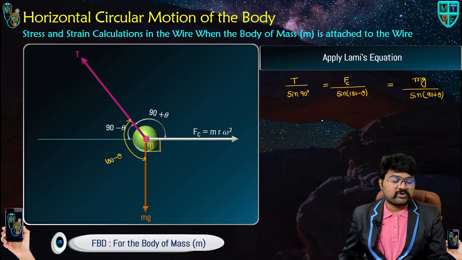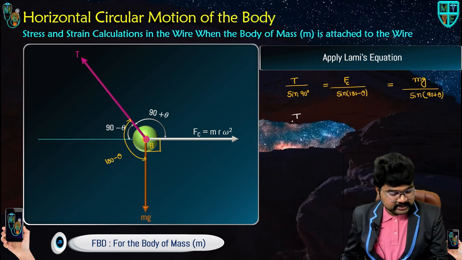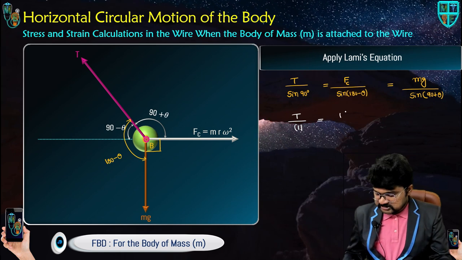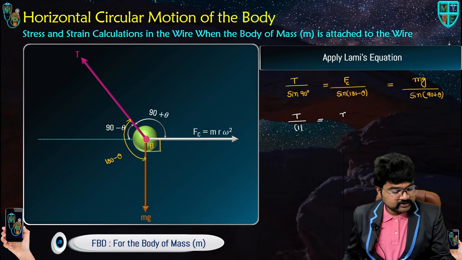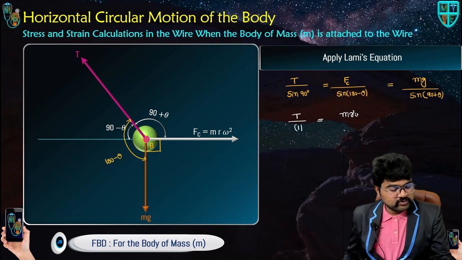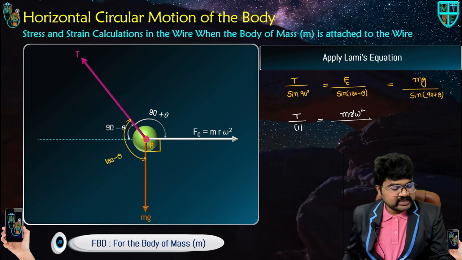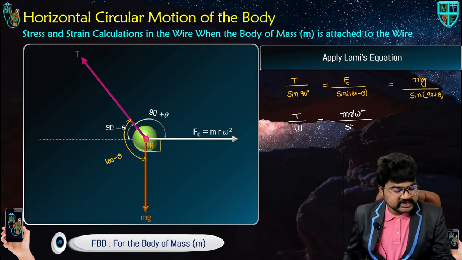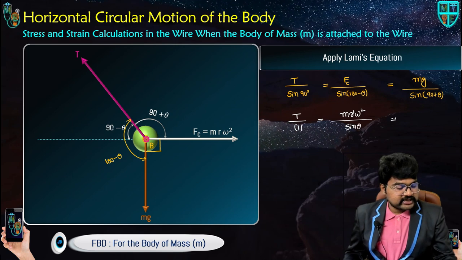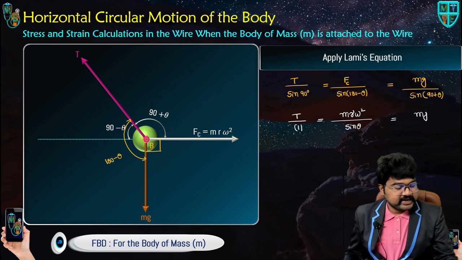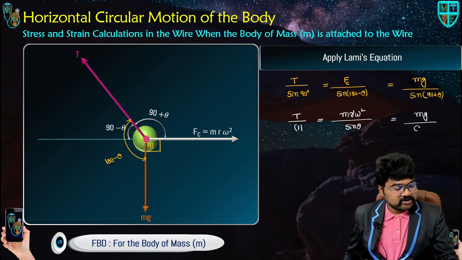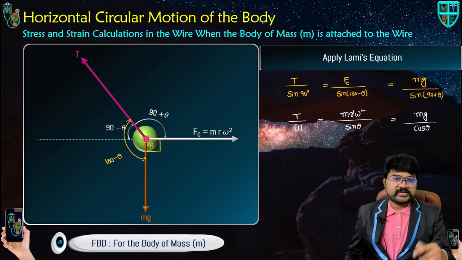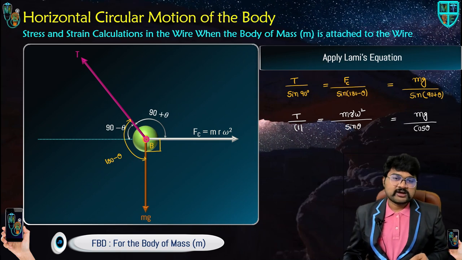T by sine 90 equal to Fc by sine 180 minus theta, second quadrant. T by 1, Fc is nothing but centrifugal force, m r omega square. Here you will be getting sine theta, equal to mg by sine 90 plus theta. Here it is how much? Cos theta. 90 plus theta, second quadrant, sine becomes cos, mg by cos theta.